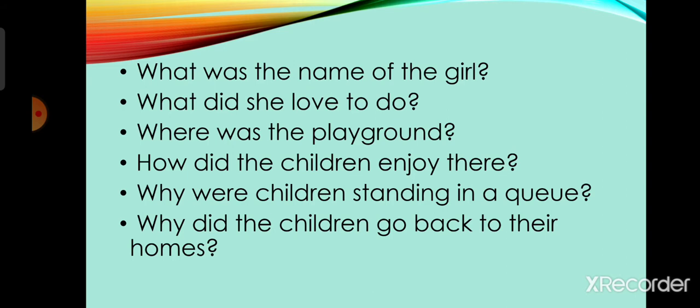Come on, the next question. Why were the children standing in a queue? Yes, you are right. There was always a big queue of children waiting to swing on it because there was only one swing in the playground. The next question is, why did the children go back to their homes? Yes, the only one swing had broken so they went home.